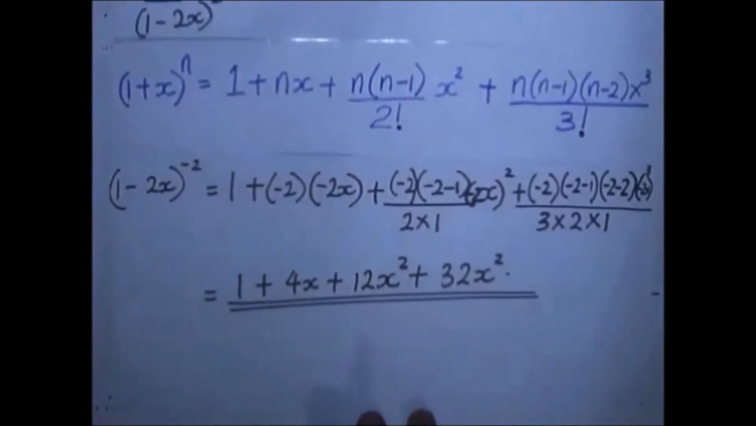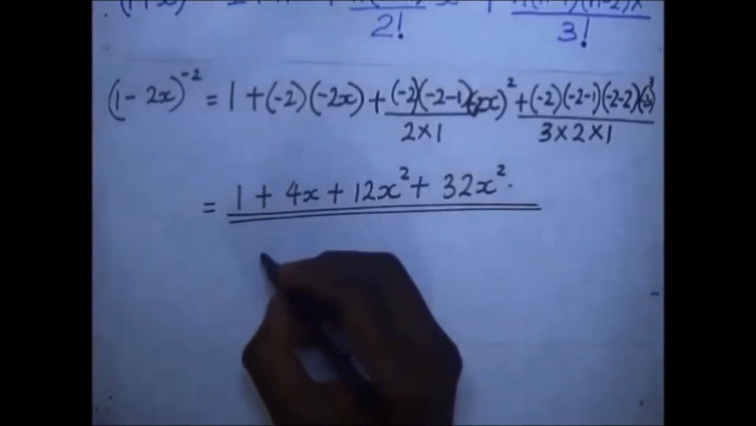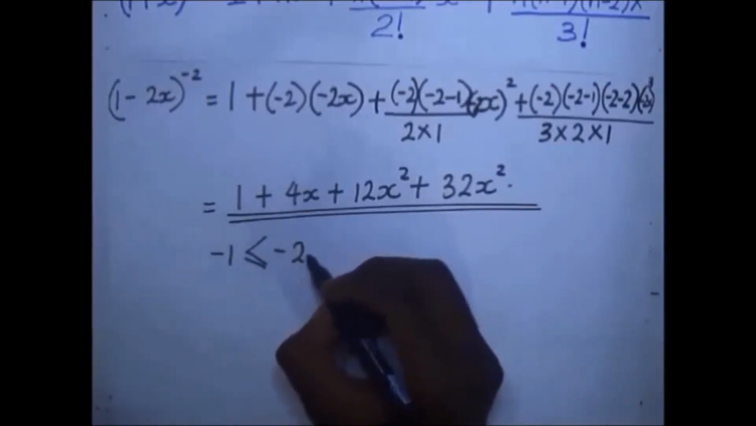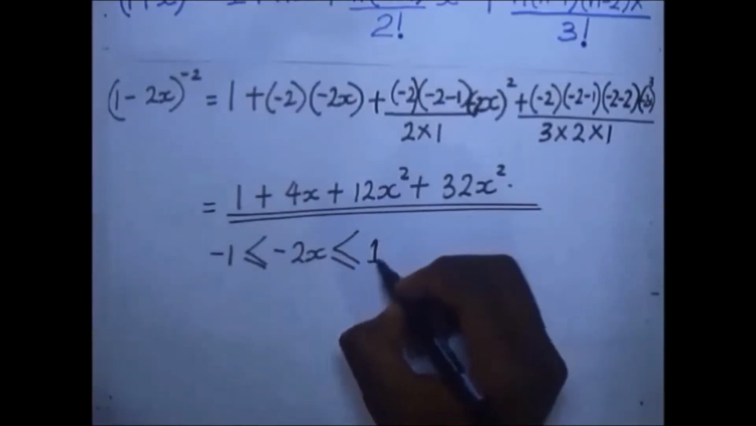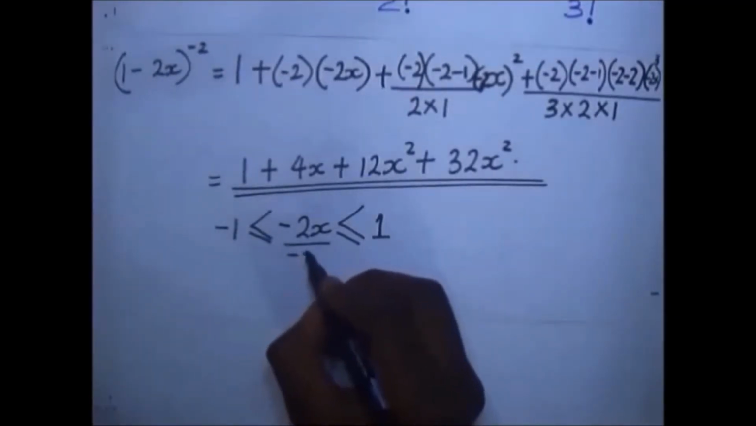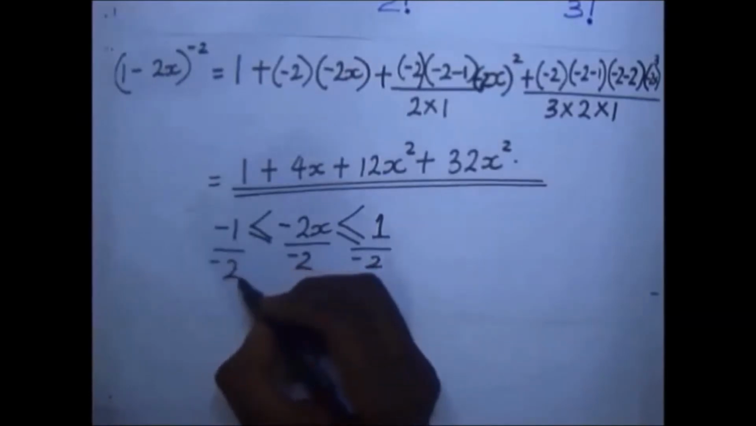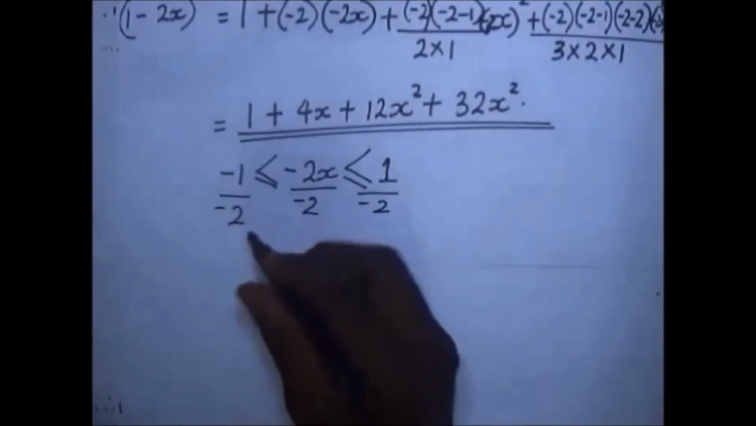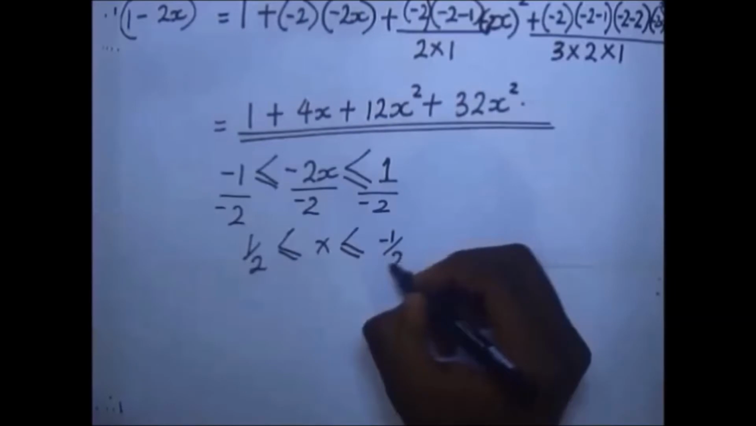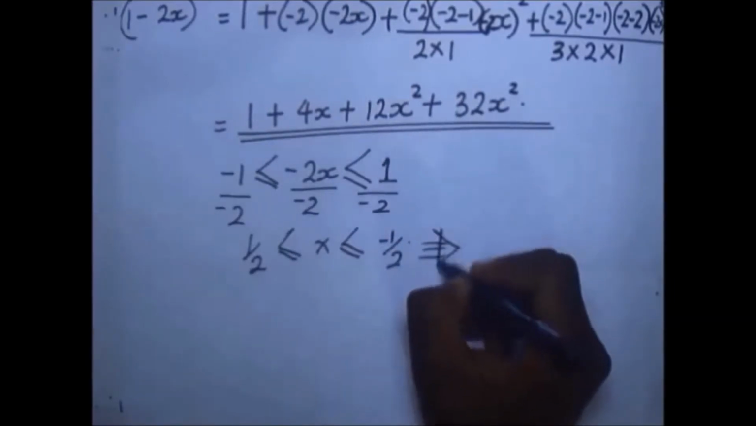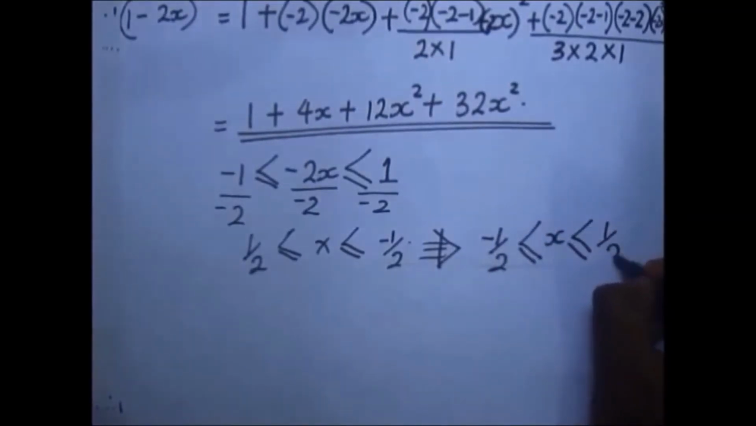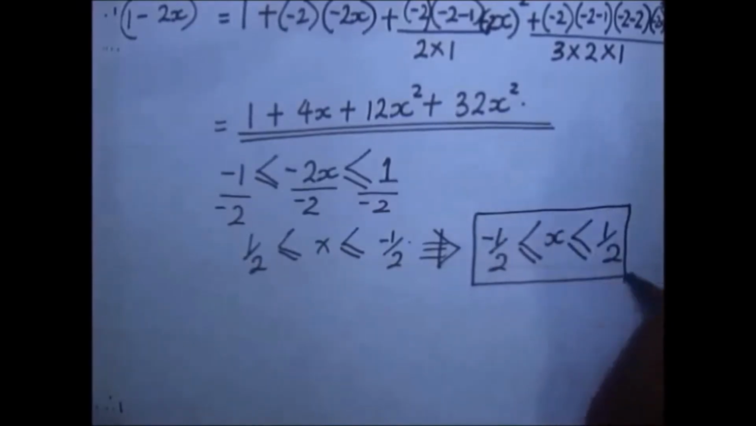So, we say that the range of that should be from negative 1 to 1. So in that case, the range of values of x are negative 1 is less than or equal to negative 2x is less than or equal to 1. So it means the real range of values of x are going to become, if we divide through by negative 2, this is a half, less than or equal to x, less than or equal to negative a half. So in other words, to state it correctly, it will be negative a half, less than or equal to x, less than or equal to a half. So these are the range of values for x.